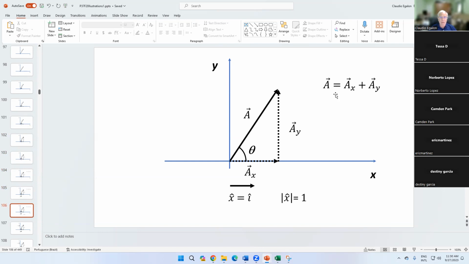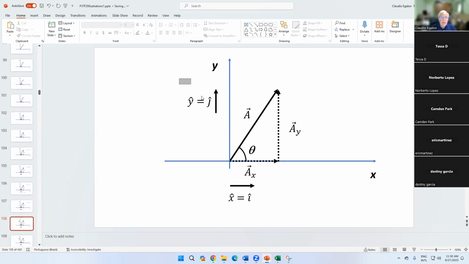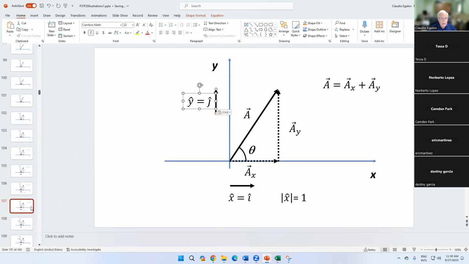But I can do the same with the y direction. I'm going to copy that and paste here. And this is a very convenient notation because it allows you to do mathematical manipulations more easily. I can do the same with the y hat. The y hat also has a magnitude of 1.